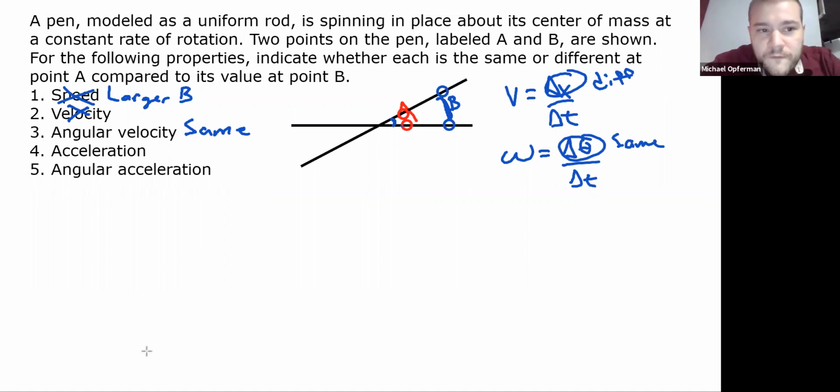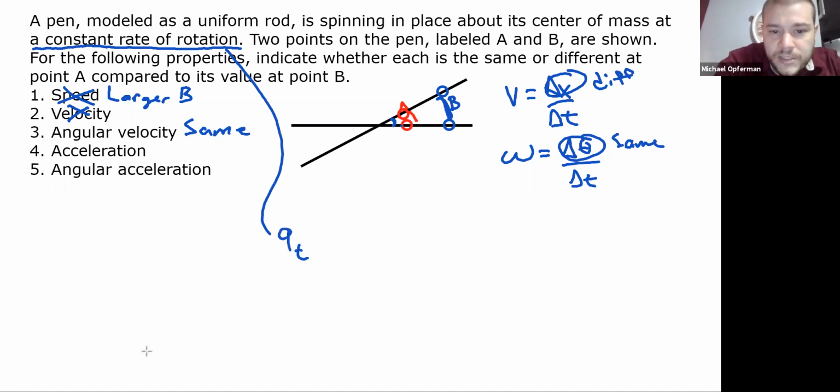Okay. What about 4 and 5? The acceleration and the angular acceleration. We don't exactly know that much. Well, actually, we do know that it's a constant rate of rotation. Let's take that into account as well. If there's a constant rate of rotation, that means that the tangential acceleration is 0, and it also means that the angular acceleration is 0. So first of all, the angular acceleration, number 5, is the same for both because it's 0 for both.